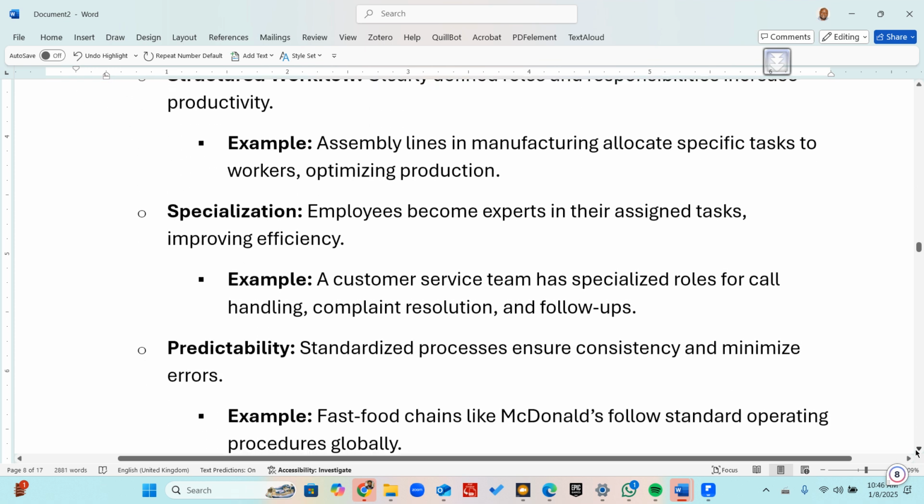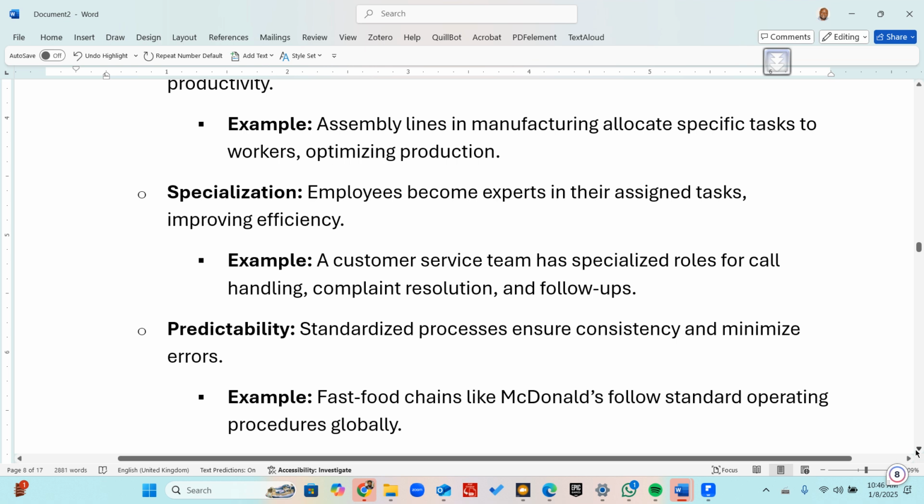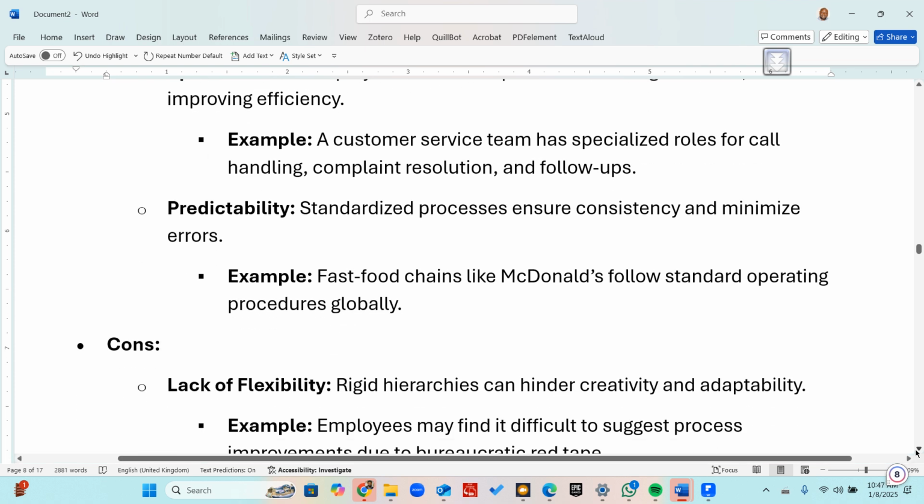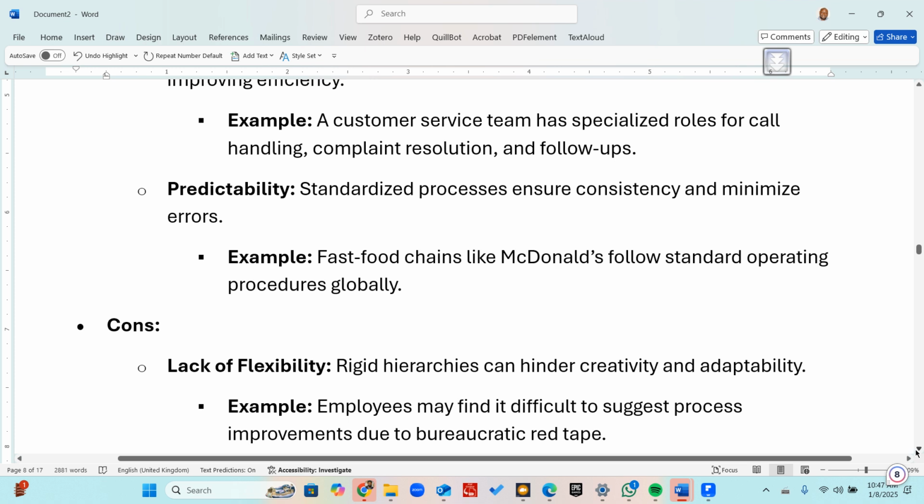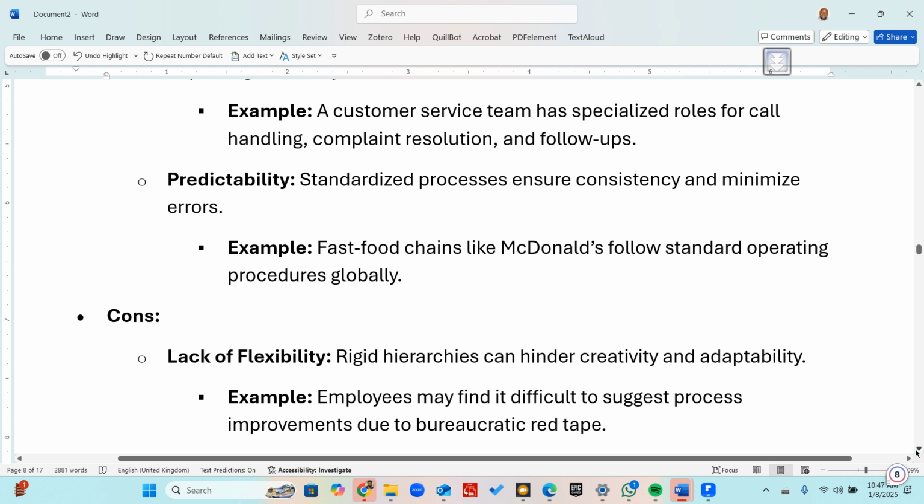A customer service team has specialized roles for call handling, complaint resolution, and follow-up. Predictability: standardized processes ensure consistency and minimize error. When you're a specialist and you know what you do at a particular time, it leads to predictability. Fast food chains like McDonald's follow standard operating procedures. Even when you enter a pizza store, there's predictability. They show you your name, when you are supposed to get your order, when the order is in progress, and the minutes before you get it, line by line for everybody who made an order.